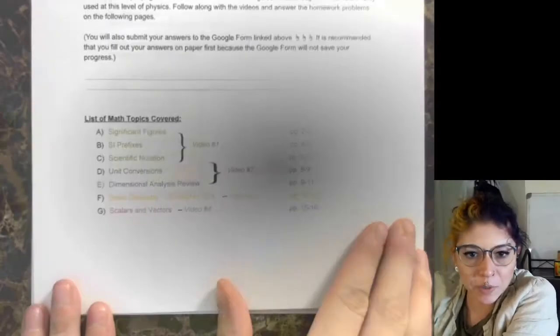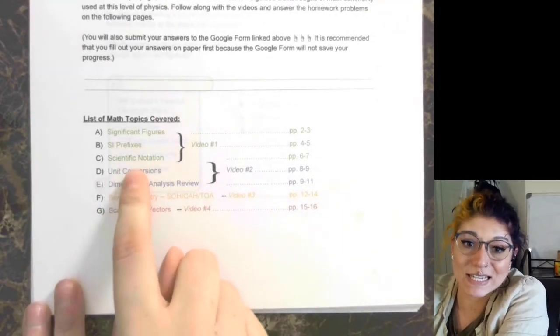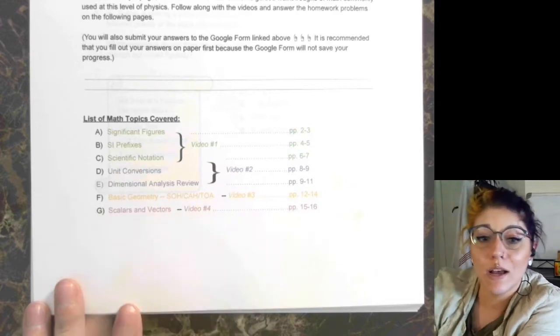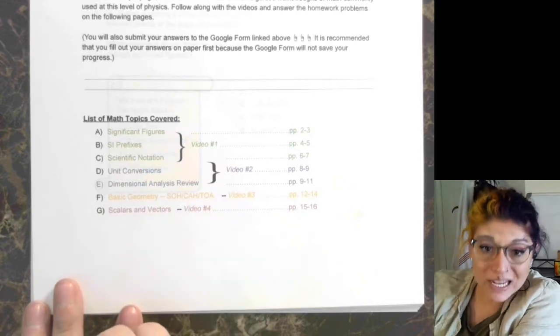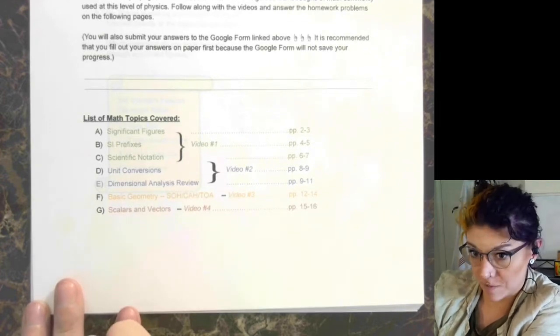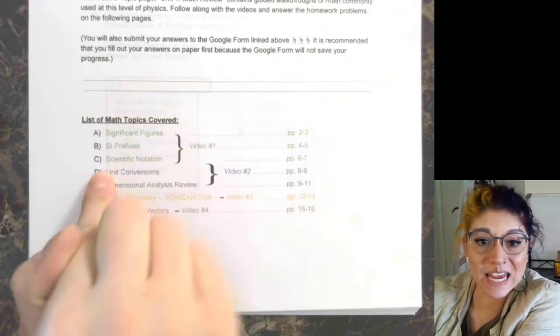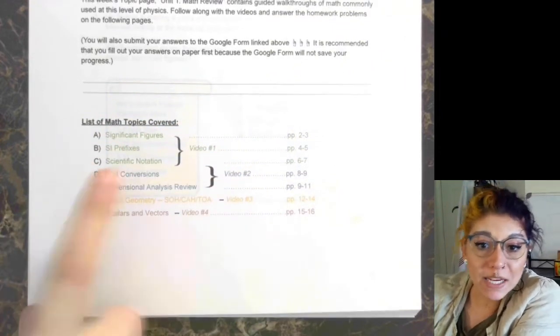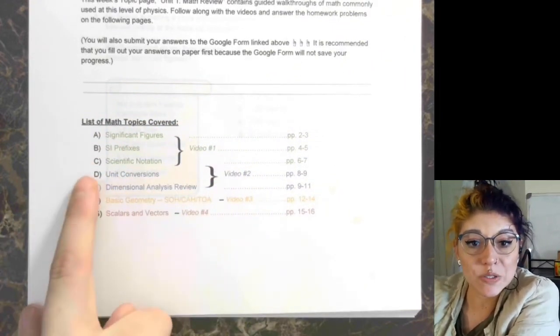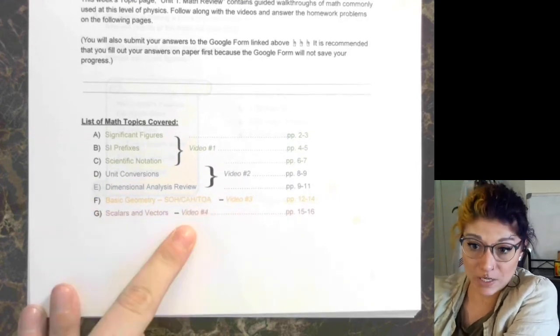So what we will be going over is sig figs, SI prefixes, scientific notation, unit conversions, dimensional analysis, basic geometry, and scalars and vectors. So this first video here is going to cover topics A through C. The next video, video 2, covers D through E. Then F is video 3 and G is video 4.